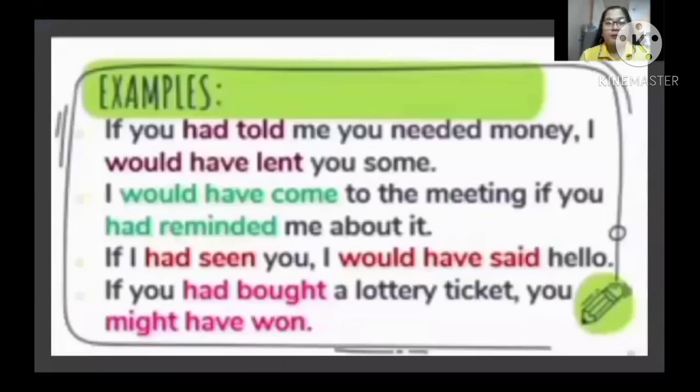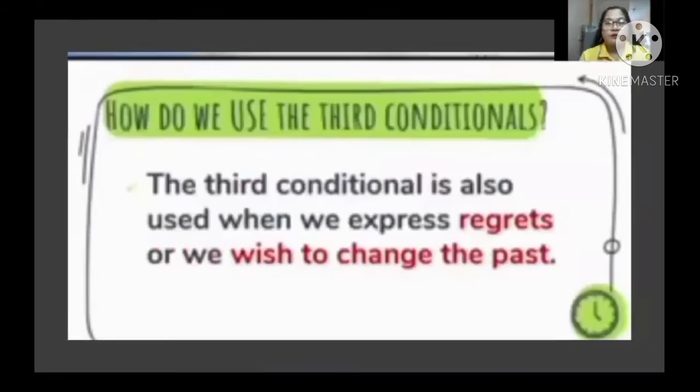Another example: if you had told me you needed money, I would have lent you some. Then, I would have come to the meeting if you had reminded me about it. Then, if I had seen you, I would have said hello. If you had bought a lottery ticket, you might have won. These are examples of third conditional sentences that use the if clause and then the main clause, and also vice versa, the main clause and then the if clause.